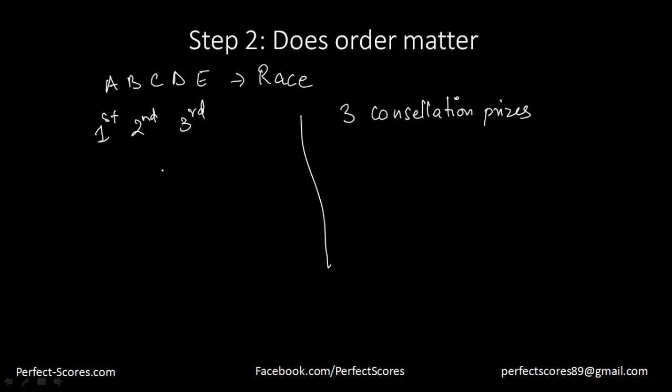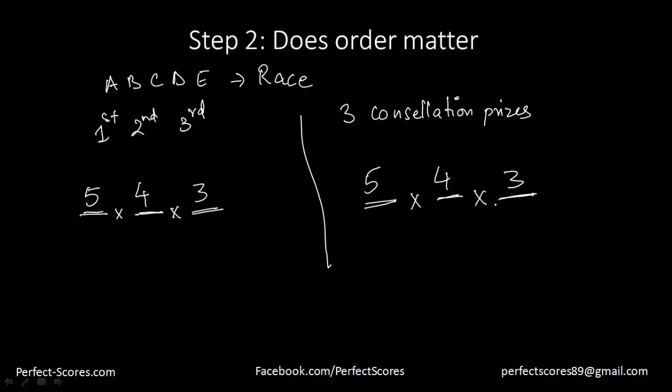Over here, when I'm supposed to give the first prize, the second prize, and the third prize, I will draw 3 slots here. Over here also I will draw 3 slots because I'm supposed to give 3 prizes. Now over here, the first prize can be given to any 5 people, the second prize to any 4 people, and the third prize to any 3 people. Similarly, over here also, the first consolation prize can be given to any 5 guys, the second also to any 4, and the third also to any 3.